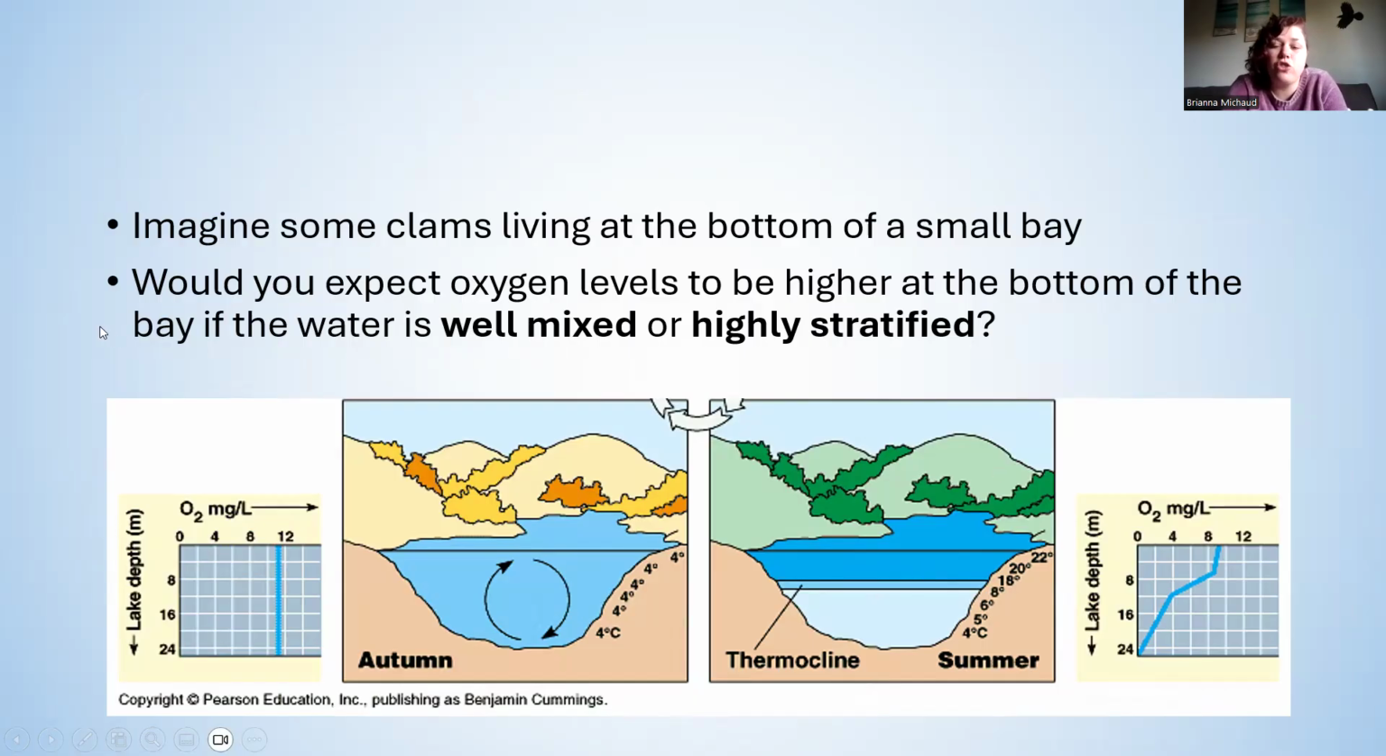Would you expect oxygen levels to be higher at the bottom of the bay? Remember, these clams are living at the very bottom of this bay. Would you expect the oxygen levels to be higher at a bottom that is well mixed, or during the season where it's highly stratified? So go ahead and answer that question below.